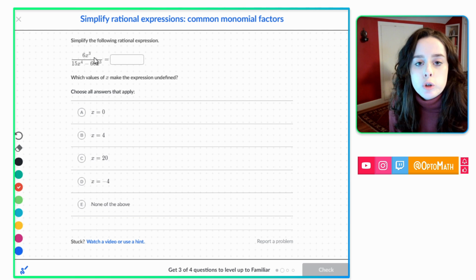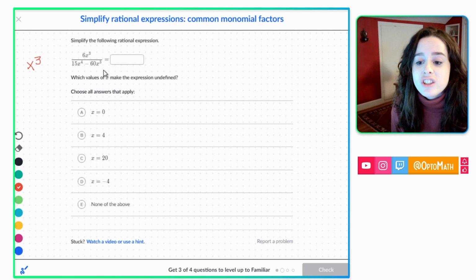So 6x cubed, there's nothing we can really simplify there. So let's go ahead and try to simplify our denominator. Another way to say simplify is to factor it. So let's take out the GCF. The biggest amount of x's we have is x cubed. And for 15 and 60, we've got to take out the GCF there.